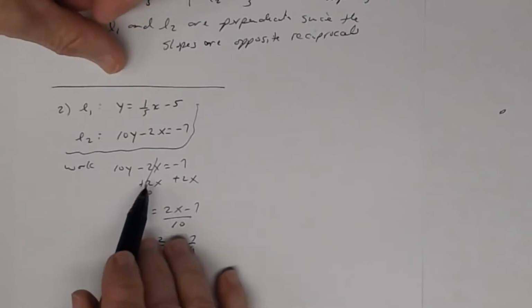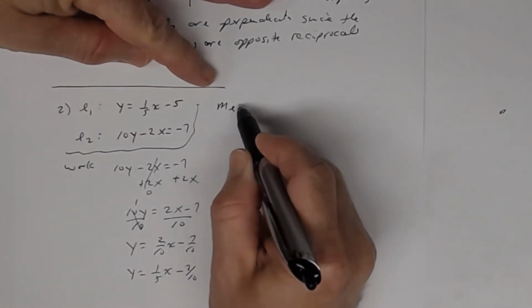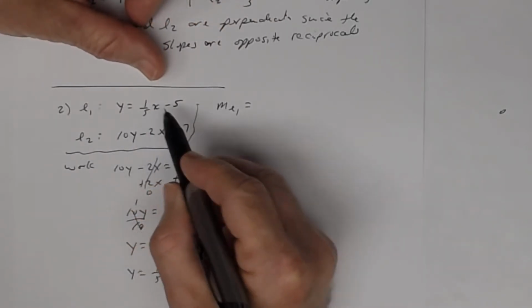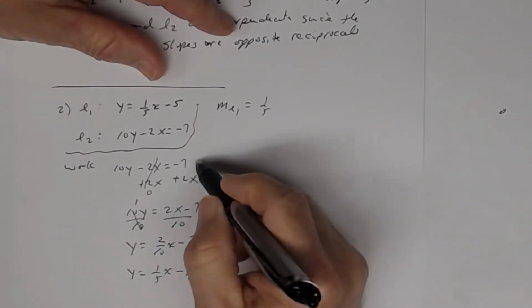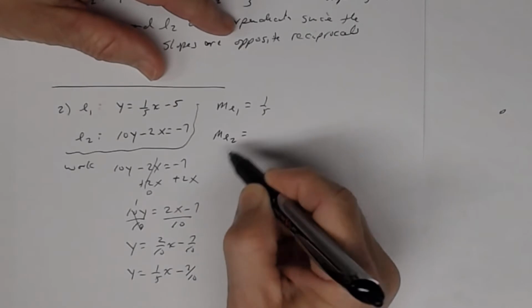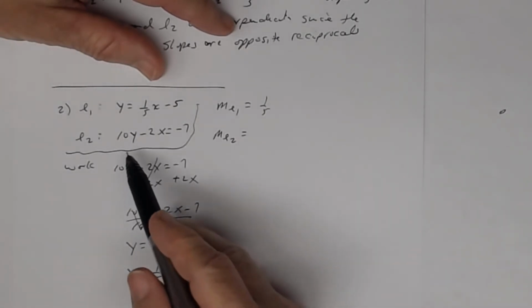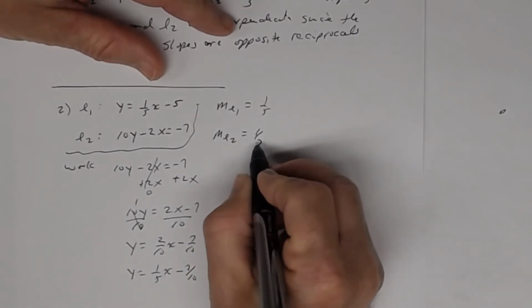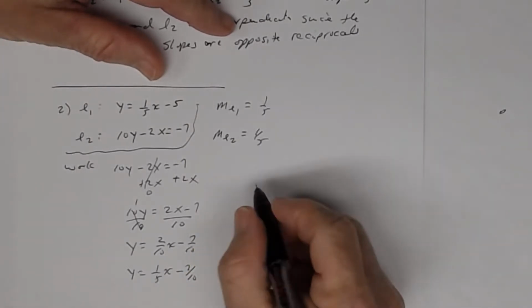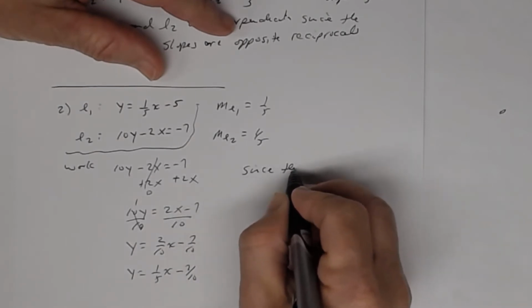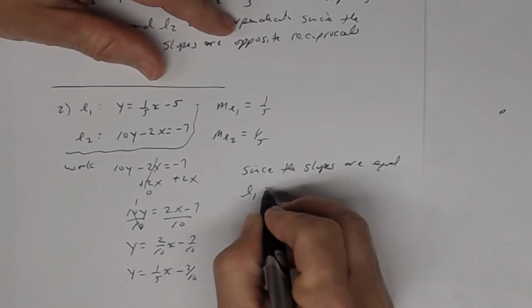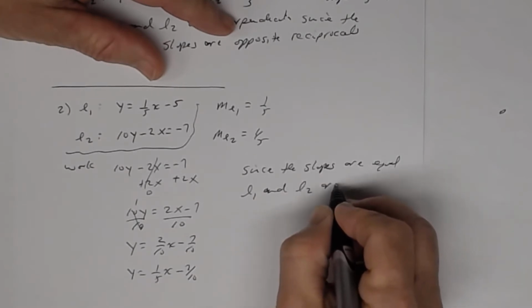Okay, now once I get to that point, you're going to say this. The slope of line 1 is equal to what? The coefficient of x. This is already in slope-intercept form, so that's 1/5. And we just found that the slope of line 2 is 1/5, so this equation and this equation are equivalent. What do you notice about those two slopes? They are equal. So since the slopes are equal, you're going to say line 1 and line 2 are parallel.